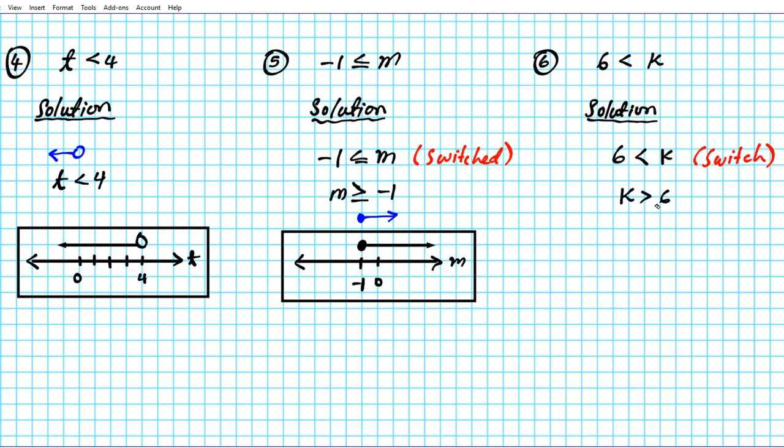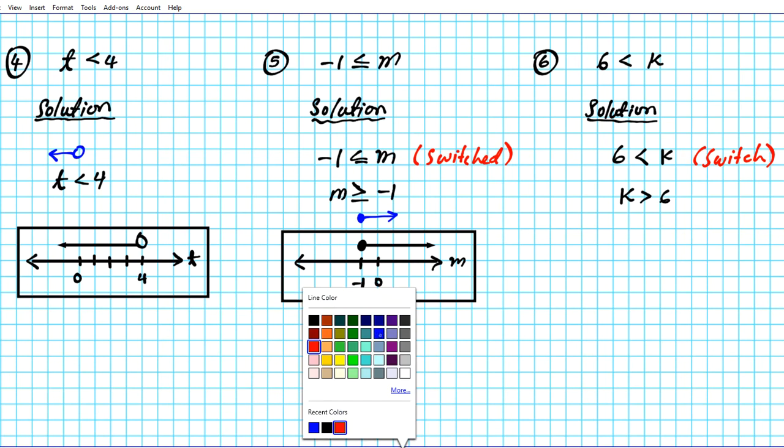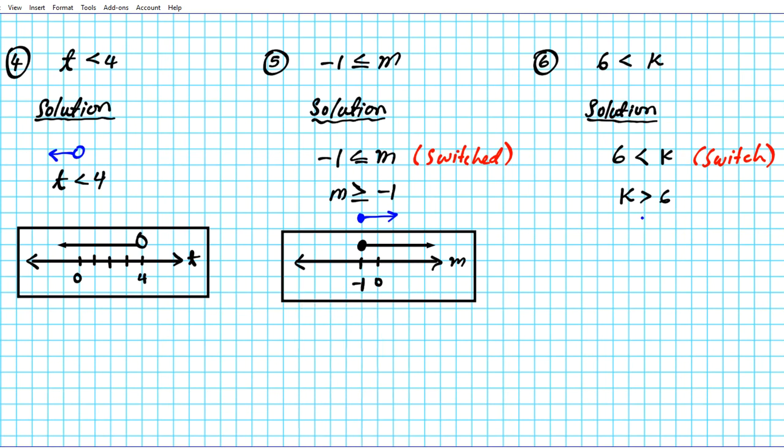Now, let's go ahead and graph this inequality. What is it going to look like? There's no line underneath, so it's an open circle. Greater than means you're going to the right. So that's what the graph is going to look like.